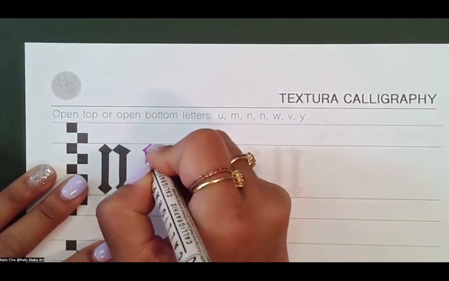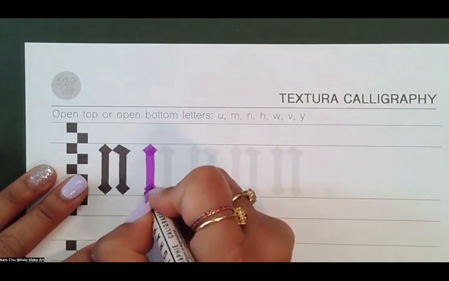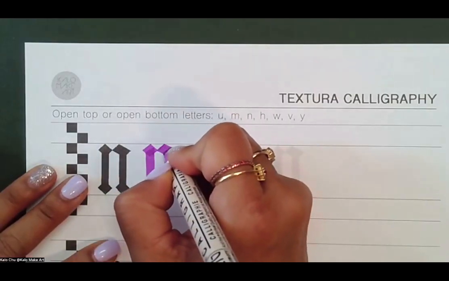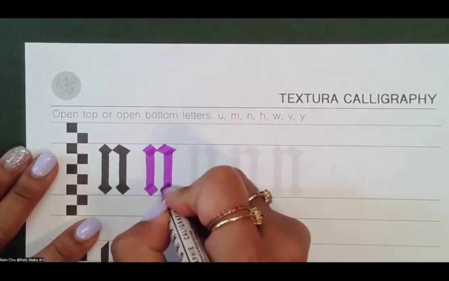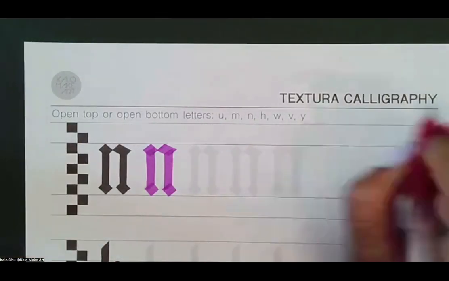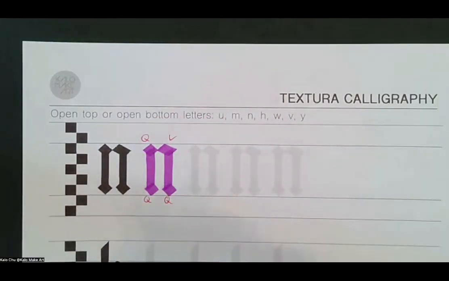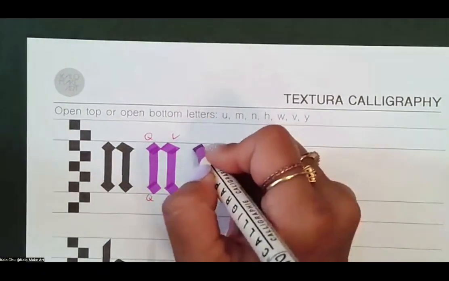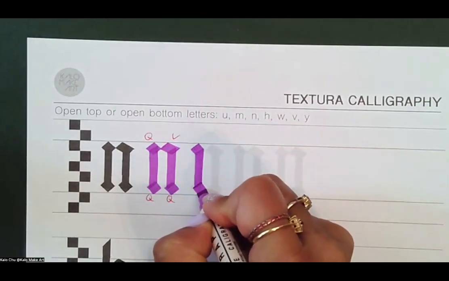Now letter N is very much the same as your M. You have the quadrant, a vertical and a quadrant, a lozenge, a longer one, and then you come down and back to a quadrant. So quadrant, lozenge, quadrant, quadrant. Now you can have one continuous line, as I said.